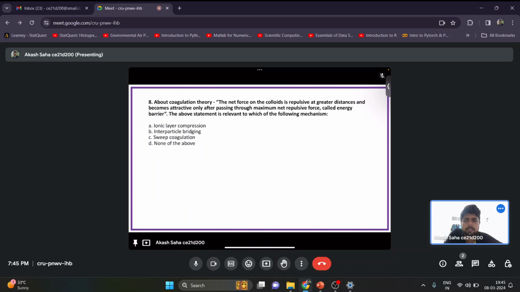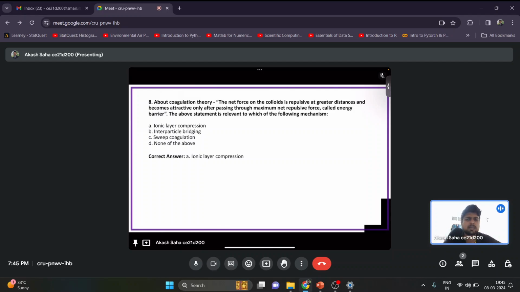So if we see in the case of only ionic layer compression, it has to overcome the distances so that the attraction forces are more, so that the particles can come together and then settle down. So in the case of only ionic layer compression, this theory holds true and it is relevant. So the correct option is option A, that is the ionic layer compression.